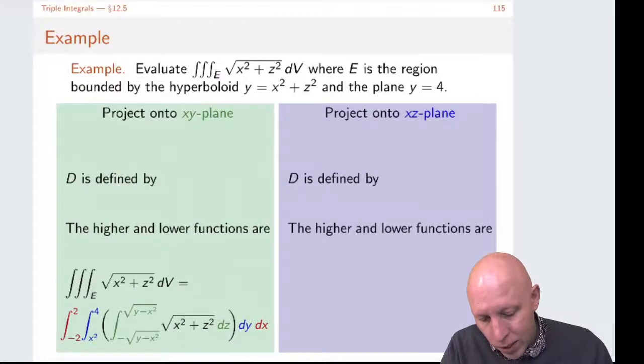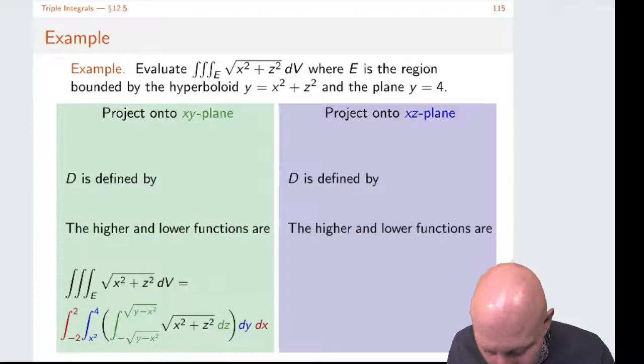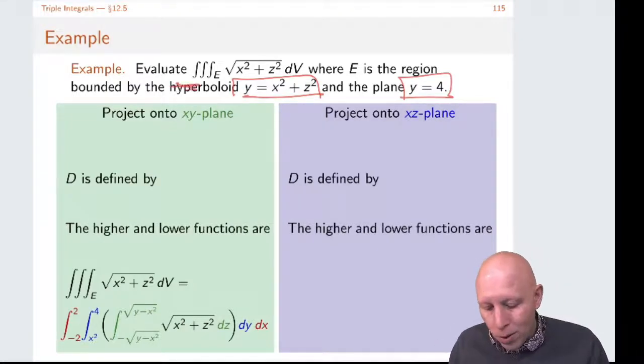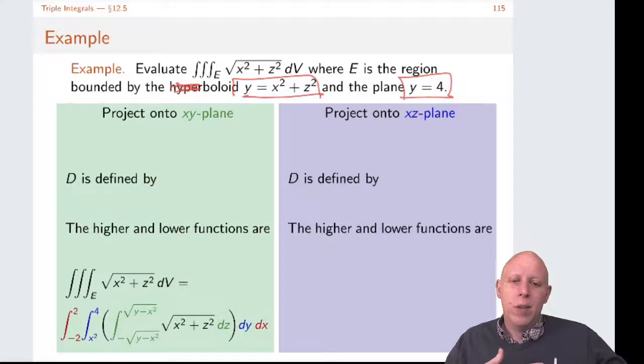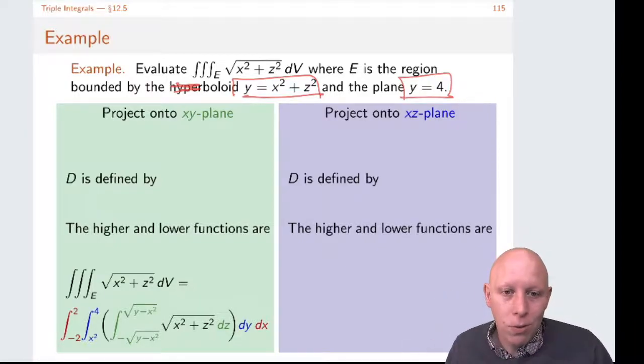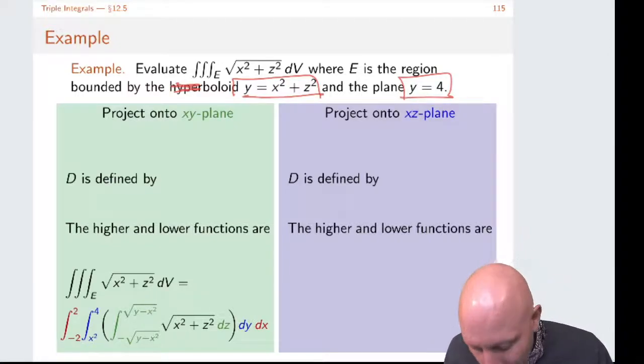All right, so in this case, there's a clue. The clue that we should do this is that we look at these functions, and the paraboloid that is of interest is best defined by functions where y is a function of x and z. And so that's a clue that maybe that should be the direction in which we project.